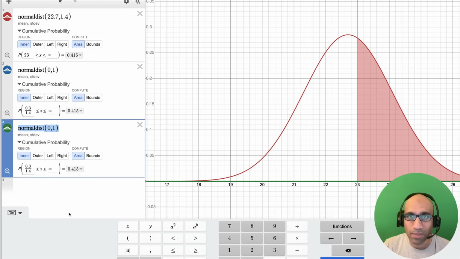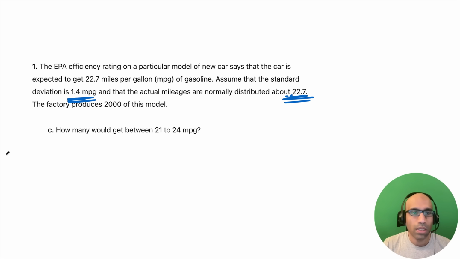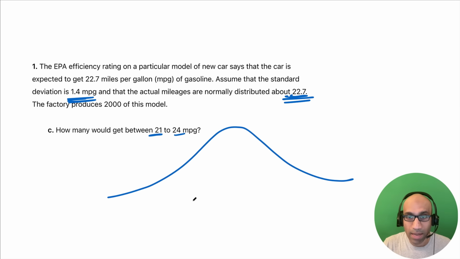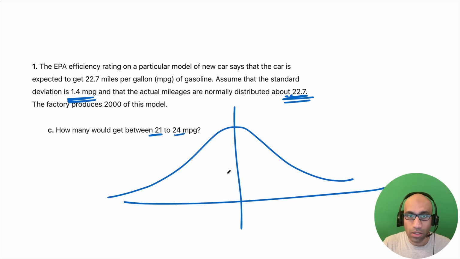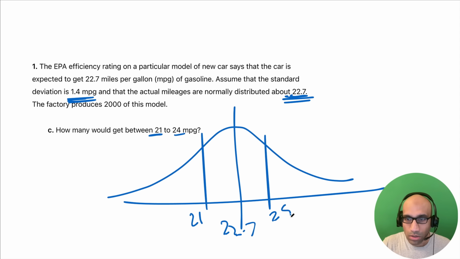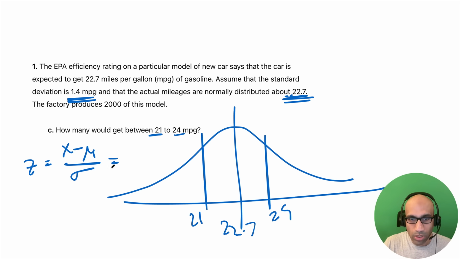Let's look at a few more problems. Let's do it both ways. How many would get between 21 and 24? Again, it's the mountain curve, the normal curve. The average is 22.7. You want to visualize this. It's between 21 and 24, so this is 21 here and 24. Let's calculate the z-scores first before we move on. The z-score is always x minus mu over sigma.